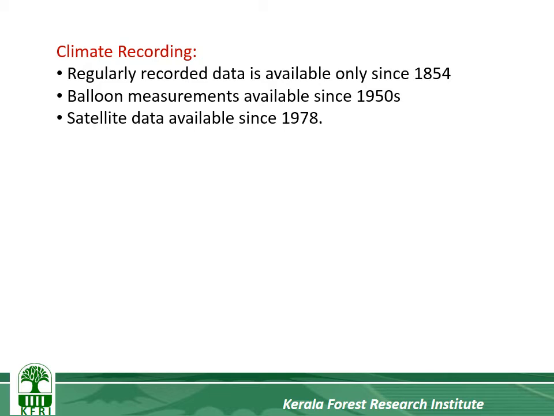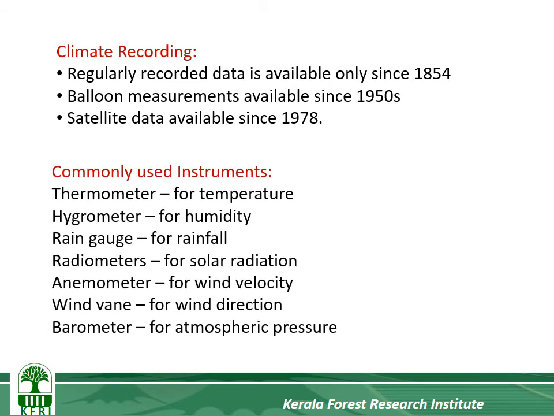Now, the very great advancement that has been made in recent years is weather data using satellites. Satellites were actually placed in the atmosphere since 1978 to record the weather. So we get several kinds of weather data since 1978, and now it is a very well developed science. We get very sophisticated weather data from different parts of the earth using satellites.